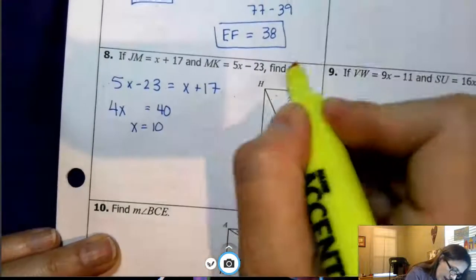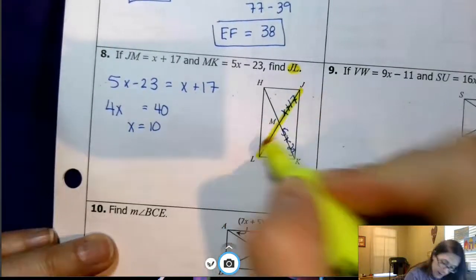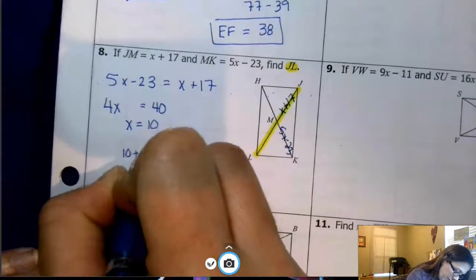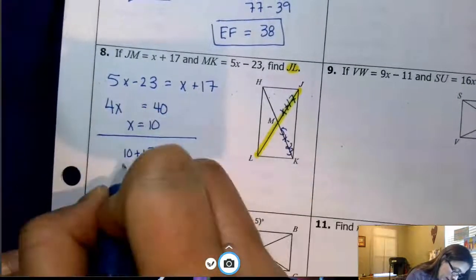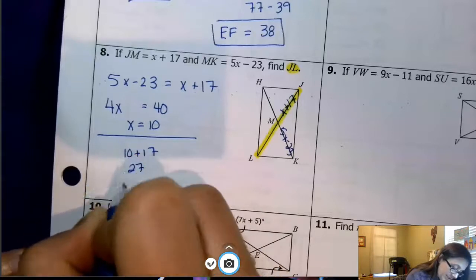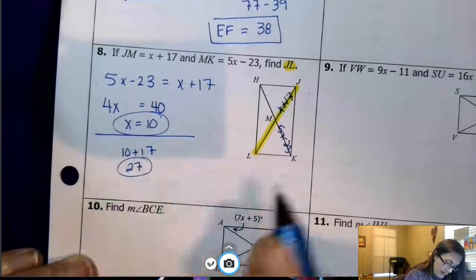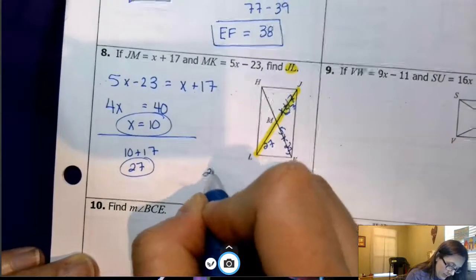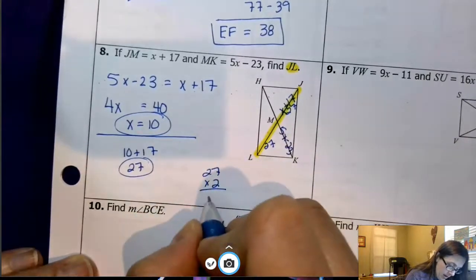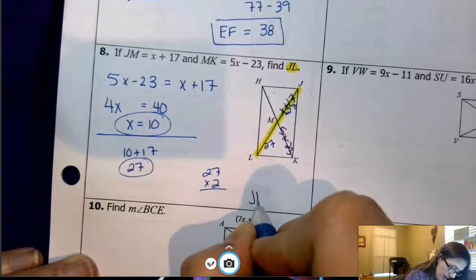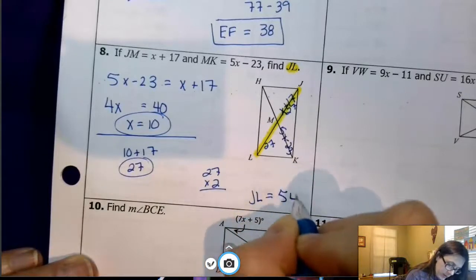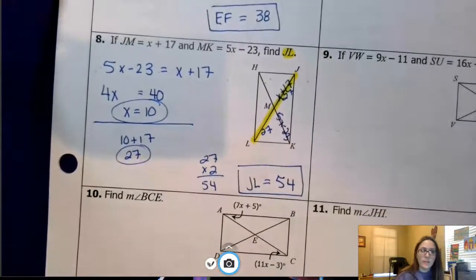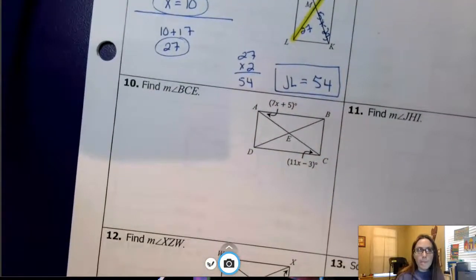Now I want to solve for JL, which is the whole length. So now I'm going to plug in 10 plus 17, and I get 27. 27 is not my answer. 10 is not my answer. I need two 27s. It's 27 here and 27 here. 27 times 2, I end up with an answer JL equals 54. Make sure you pay attention to what it's asking you to solve.